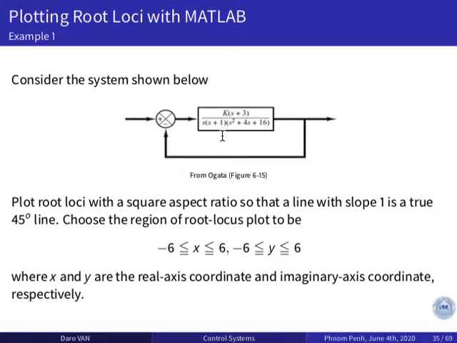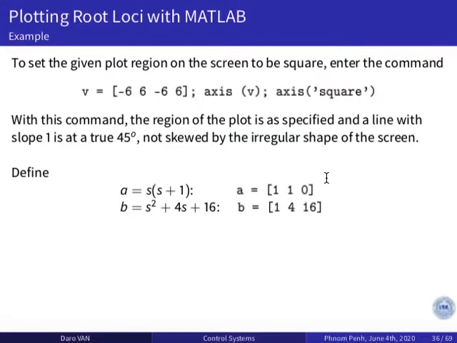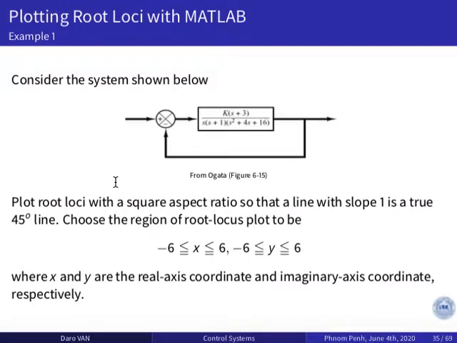So you can see this is the function, and you need to set the regions using this one. v equals minus 6 to this, this is x and this is y. The axis is specified as v, and it is square because you want a square. And for the denominator, there is this.